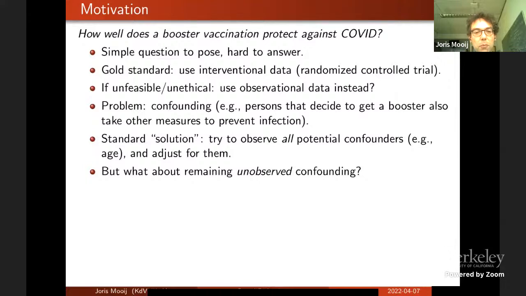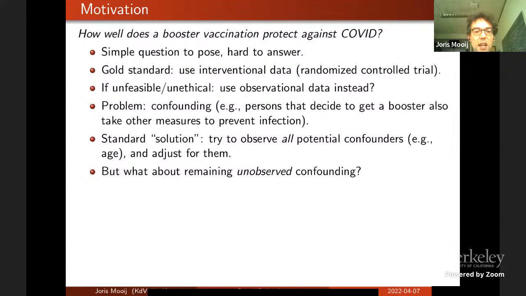Well, of course, the well-known problem here is that of confounding. For example, if many persons that decide to get a booster vaccination also take other measures, so it's perhaps the more cautious persons that decide to get a booster, then we don't know whether the difference in the probability to get affected that we see is due to the booster or due to other things.